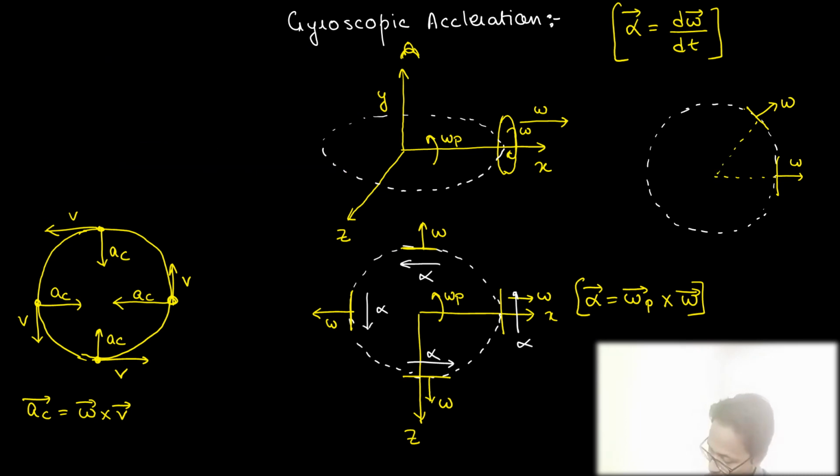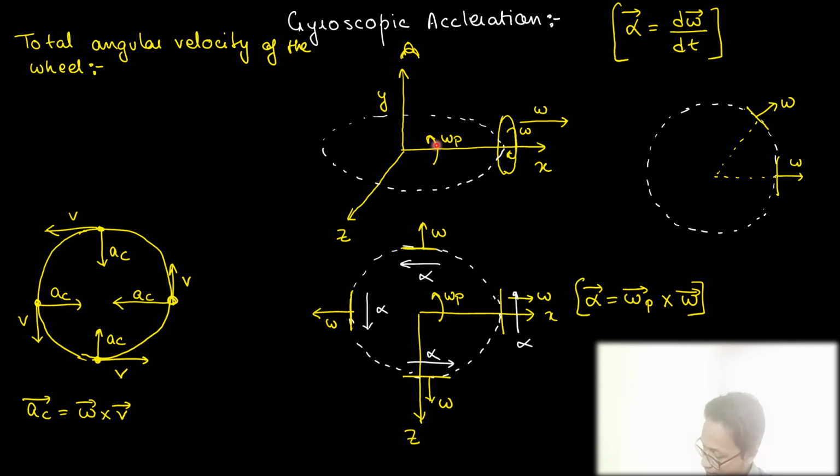To write down the total angular velocity of the wheel, see, this wheel has two angular velocities. One is omega and the other is omega p. What is the direction of the omega p vector? If the wheel is revolving along this axis, we use the right hand rule, and the direction of the omega p vector would be along this direction.